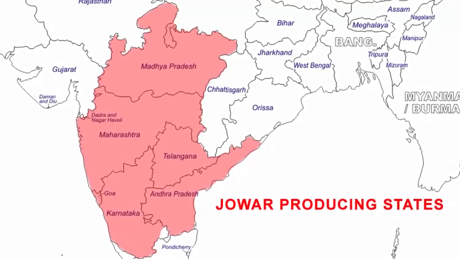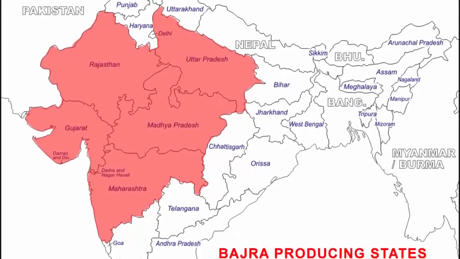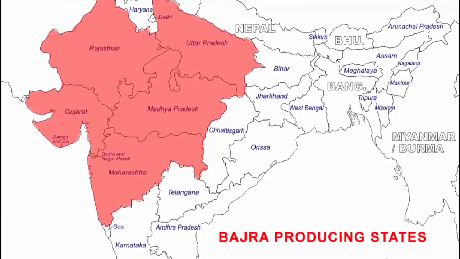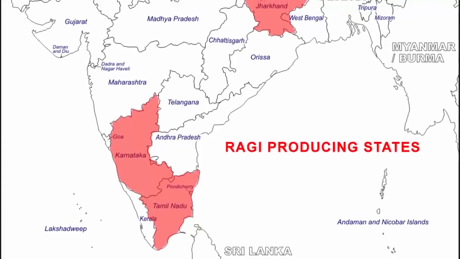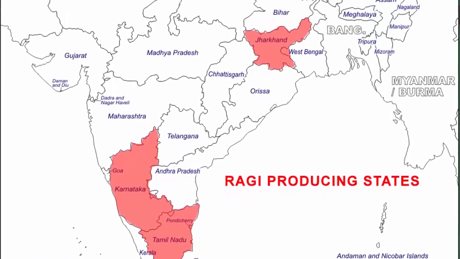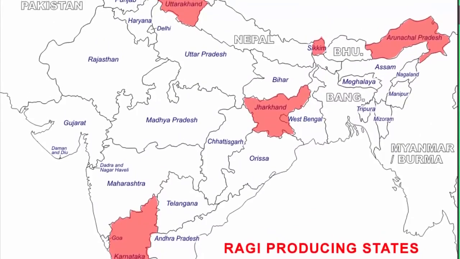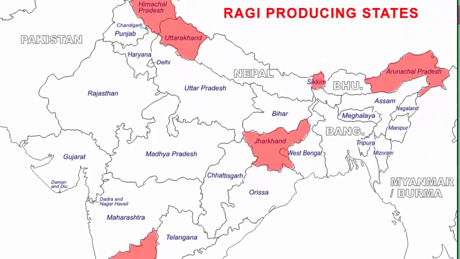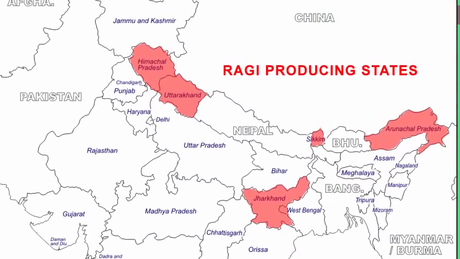And when it comes to bajra, it grows well on sandy soil and black soil. And it is grown in the regions of Rajasthan, Uttar Pradesh, Maharashtra, Gujarat, and Haryana. And ragi needs red soil, black soil, or sandy soil to grow. So Karnataka and Tamil Nadu are the largest producers of ragi. And apart from them, states like Himachal, Uttaranchal, Sikkim, Jharkhand, Arunachal Pradesh also grow a lot of ragi. And if you see, these places also have all these kinds of red, black, and sandy soils available.